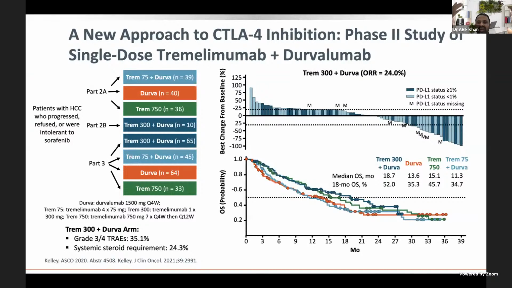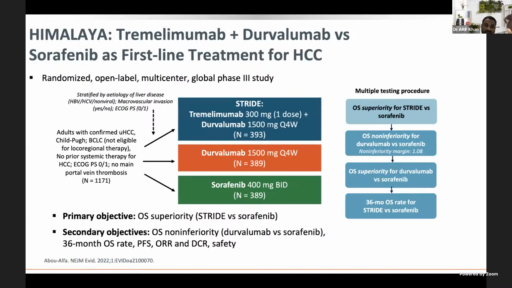Then they concluded that Tremi 300 mg with Durva yielded reasonable responses, around 24%. It improved the survival also. As we can see, 18.7 months was seen in the phase 2 study. So they thought of trying this regimen and these dosage schedules in the phase 3 trial. So the Durva-Tremi Himalaya trial, we know that this regimen has already been approved in the frontline setting.